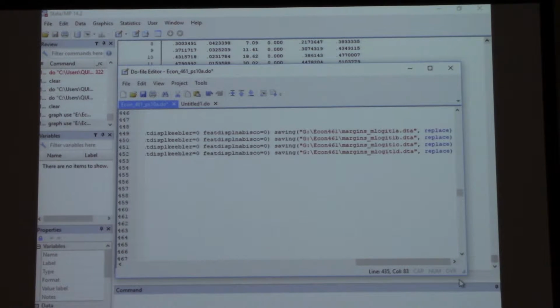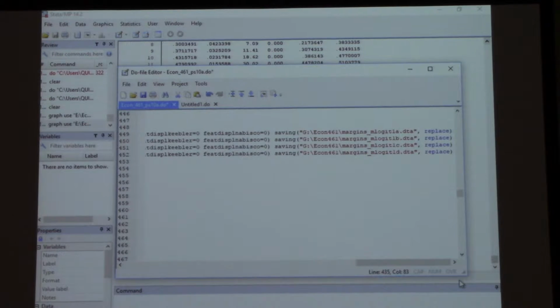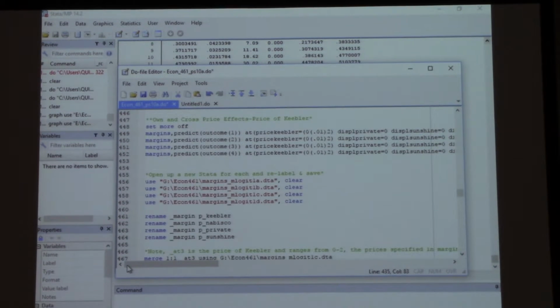And notice I call these 1 for the first graph, and then A, B, C, and D. So you have to have some kind of syntax: margins, mlogit 1 for that first graph, and then A is Keebler, B is Nabisco, C is private, D is Sunshine, and those are the cross price effects. So I run all those, and you can check the graph. Once you run the graphs, you'll know whether or not it works.